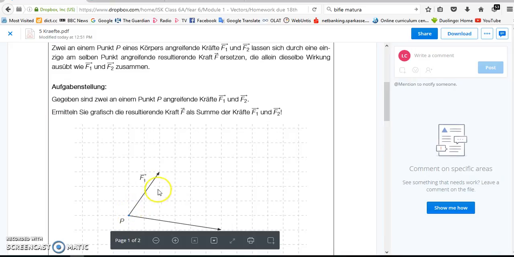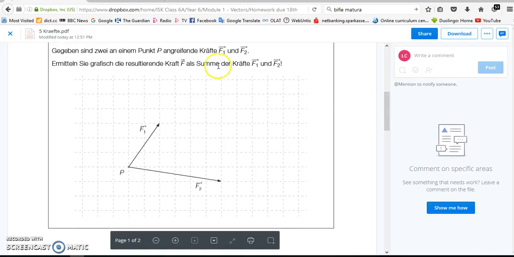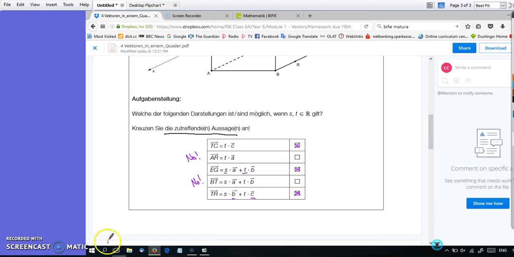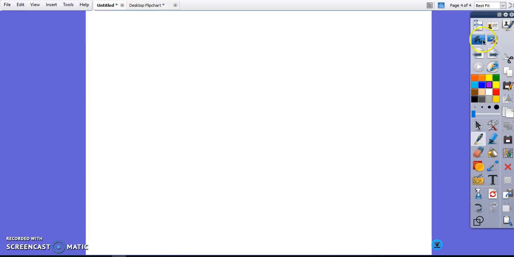So we've got P, F1 and F2 in the diagram, and they want you to find the resulting force F as the sum of the forces F1 and F2. Now this word sum is going to give you some idea about what they want you to do here. So let's overlay the screen.